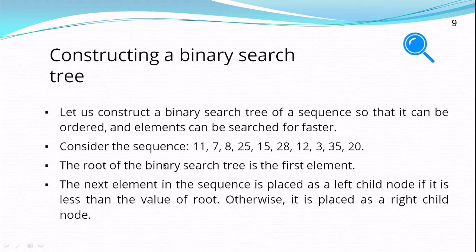And the next element, namely 7, in the sequence is placed, well, where? Where am I going to put that? I'm going to place it, because it's less than 11, as a left child, because it's less than the value of the root. If the second element was 99, I'd actually place it to the right of the root node.